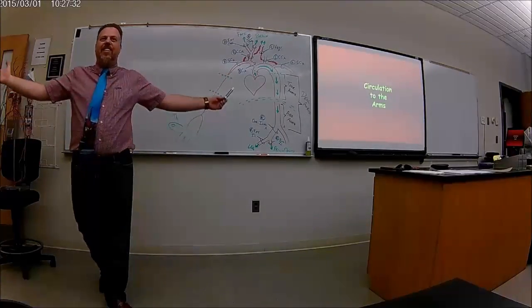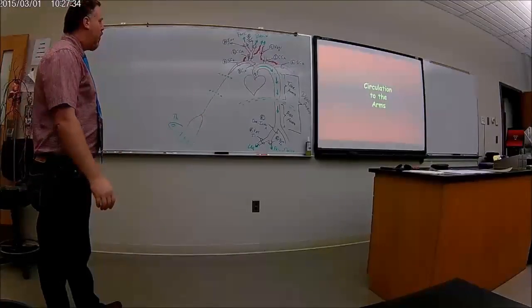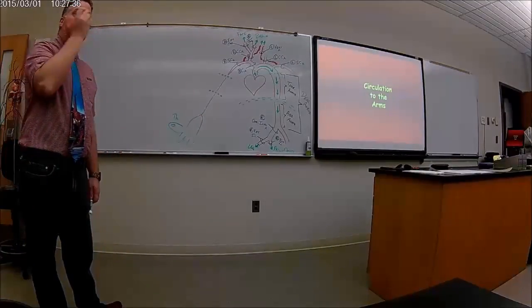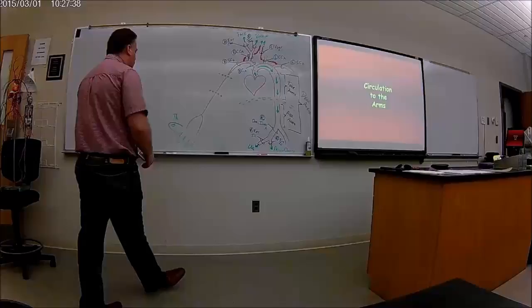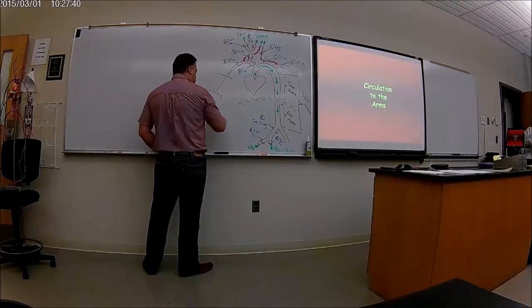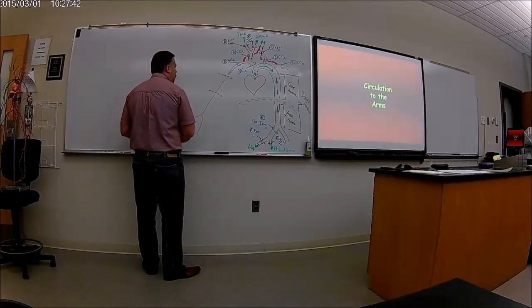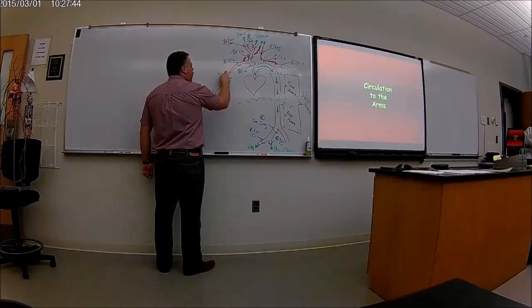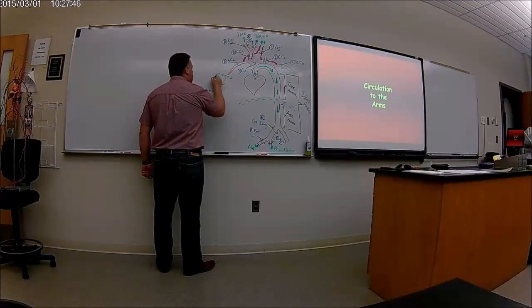That's it. That's the blood vessels of the arm, or at least the arteries. Let me show you now, and I'll show you where these divisions are. The subclavian artery becomes the axillary artery.